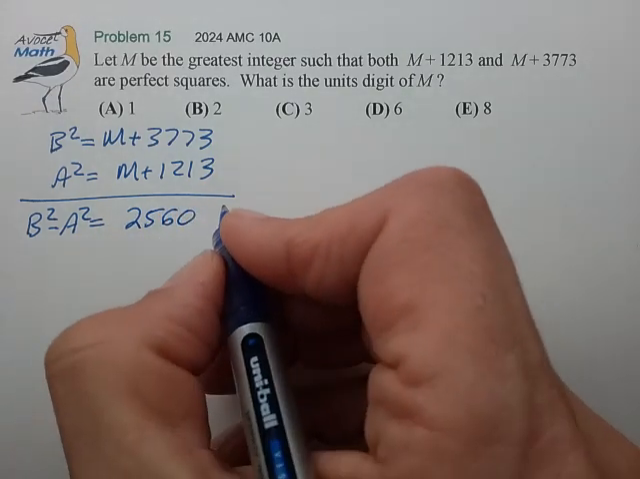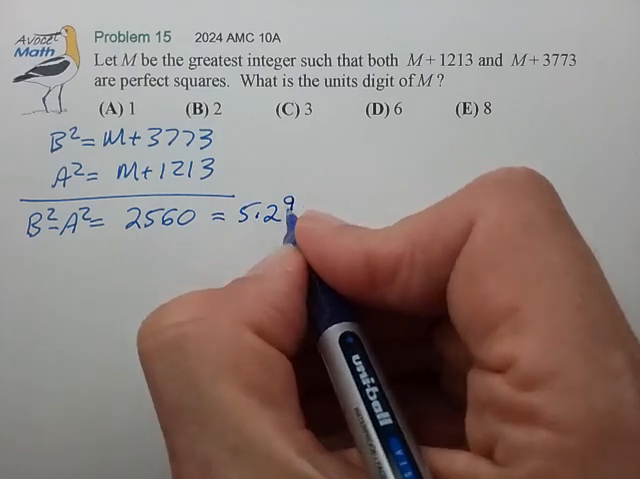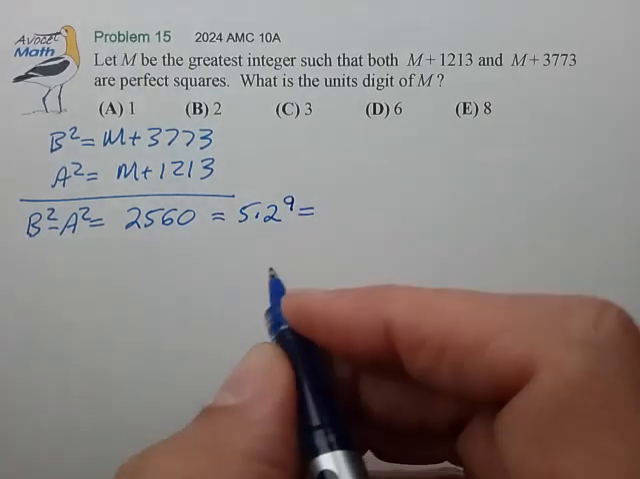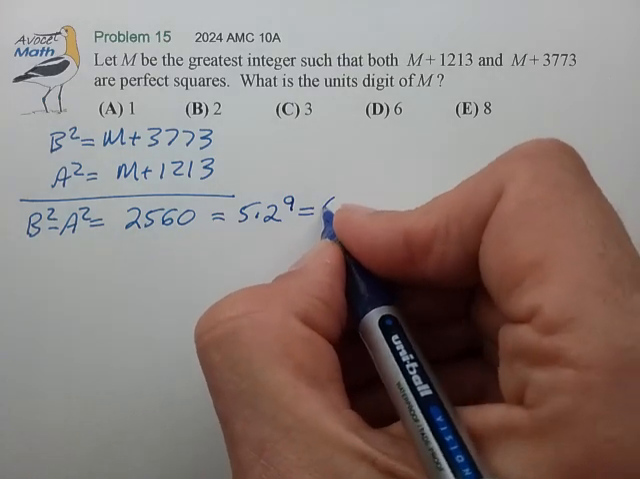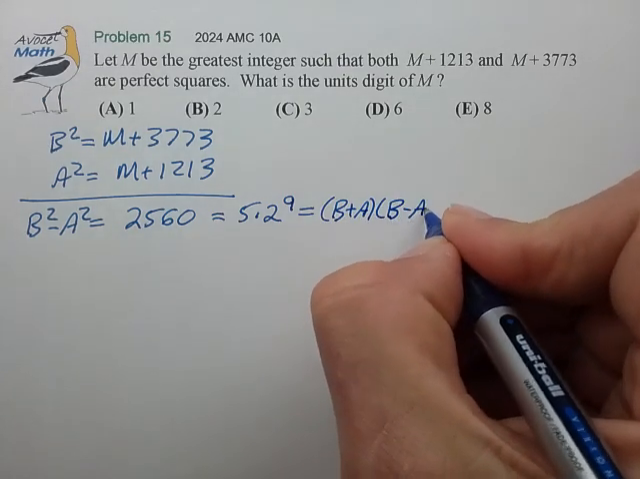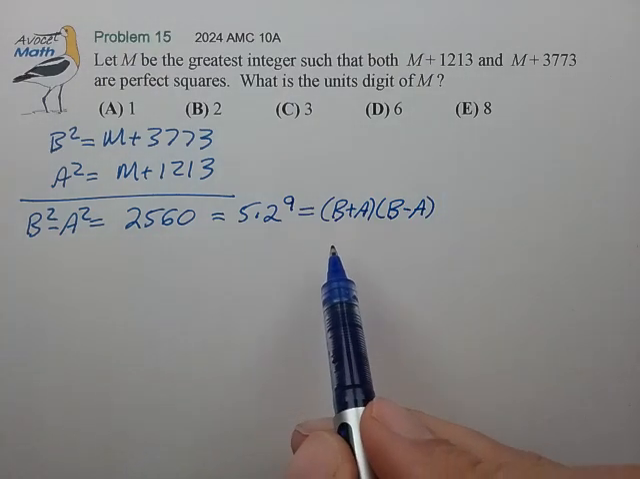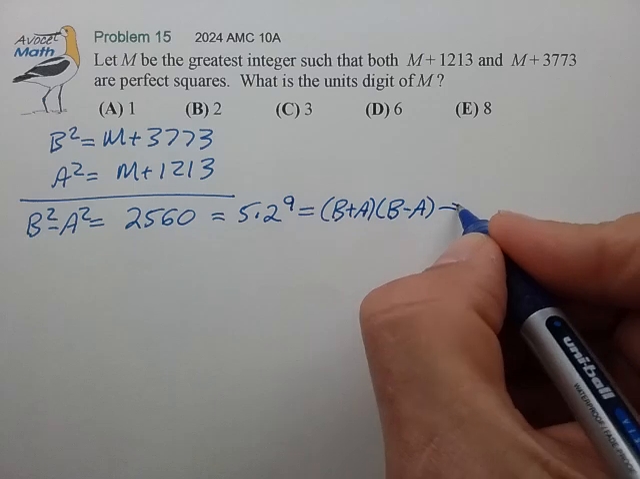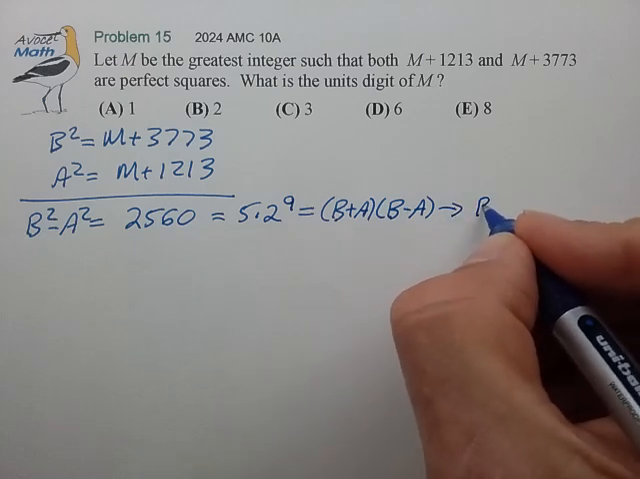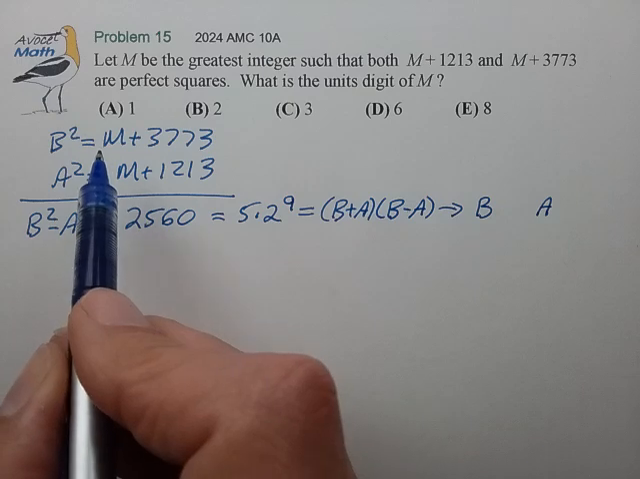256 is 2 to the 8th. So we can factor this pretty quickly. And of course we can factor the difference of squares. Sum term, difference term. Now the idea is we want to split this number into a factor pair and then extract the values for b and a in such a way that maximizes m.